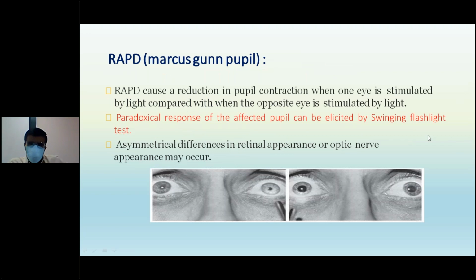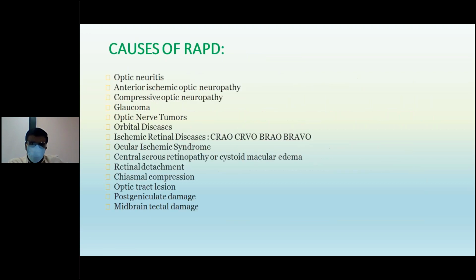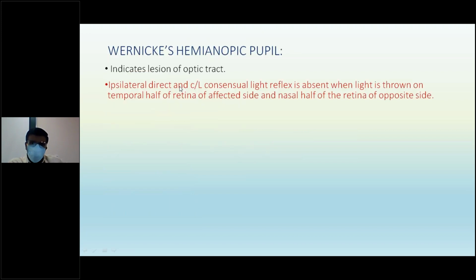This is RAPD. Instead of constriction, there is relative dilatation of the pupil when compared with the other eye on swinging flashlight. Here you can see the left eye is more dilated when compared with the right eye. That is a relative afferent pupillary defect. A lesion of the optic nerve causes RAPD. Optic neuritis is the most important cause. Any lesion of the optic nerve will cause RAPD.